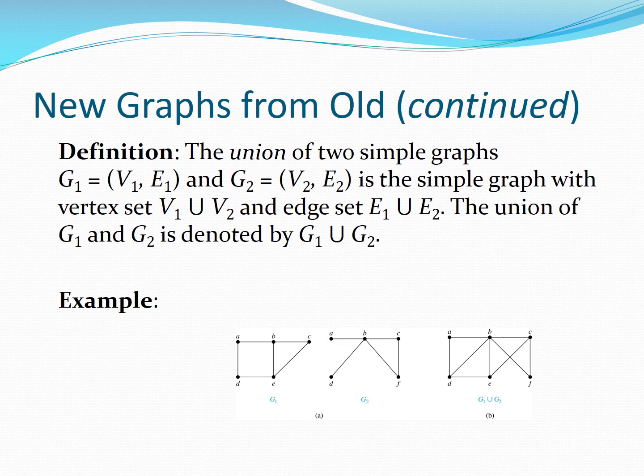So let's say you have been given two graphs, G1 and G2. Then the union of the two graphs, G1 union G2, contains all of the vertices of G1 and G2 put together, along with all of the edges between vertices in G1 and between vertices in G2 put together to form G1 union G2.